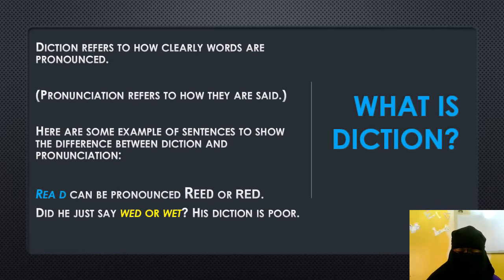R-E-A-D can be pronounced as "reed" or "red", isn't it? Did you read your book yesterday? I read my book yesterday. So diction actually helps us to pronounce the words correctly. Did they just say wet or wet? The pronunciation of D and T can be confusing sometimes, and so we have to be careful how we pronounce them. So diction actually helps us with that.